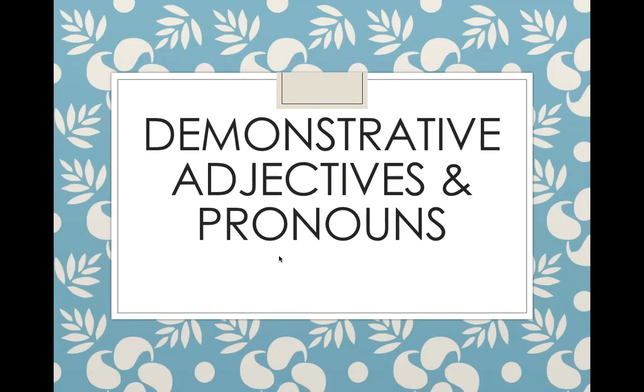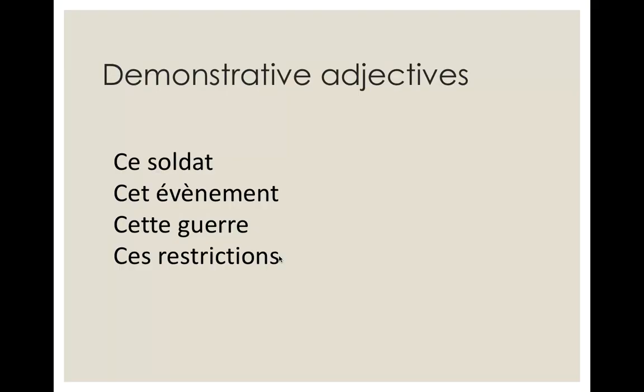Demonstrative adjectives and pronouns. When we say demonstrative adjectives and pronouns, we mean this, that, or these. We're saying that's what we mean by demonstrative. And adjectives are words that describe a noun, and pronouns are words that stand in the place of a noun. Let's have a look. Starting off with demonstrative adjectives, here are some examples.